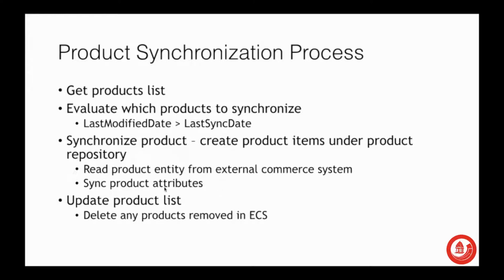And the last thing is update the product list. So this is going to delete any products removed in ECS. ECS is the external commerce system. So if the system finds that there are some products in Sitecore but they are not in the external commerce system, the items in Sitecore are going to be deleted.